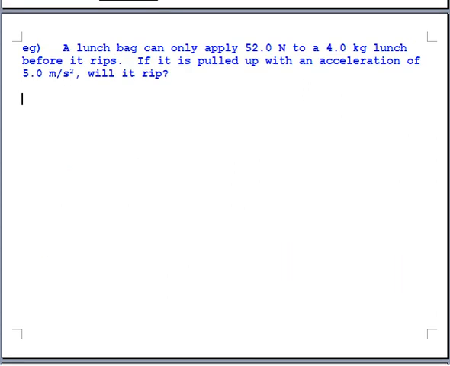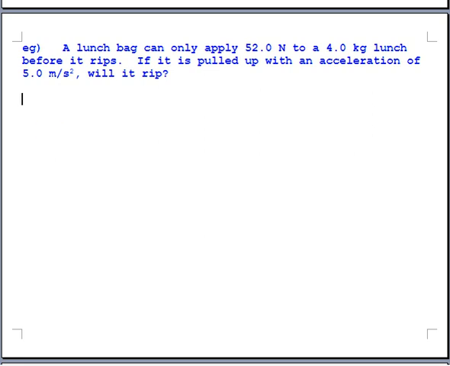Okay, example 3 of 4. Here we've got a lunch bag, and we're told that it can apply 52 newtons of force to a 4 kilogram lunch. That's closing in on 9 pounds of food for the day. That's a big lunch, but let's not judge. A 4 kilogram lunch before it rips. If the bag is pulled up with an acceleration of 5 meters per second squared, will it rip?